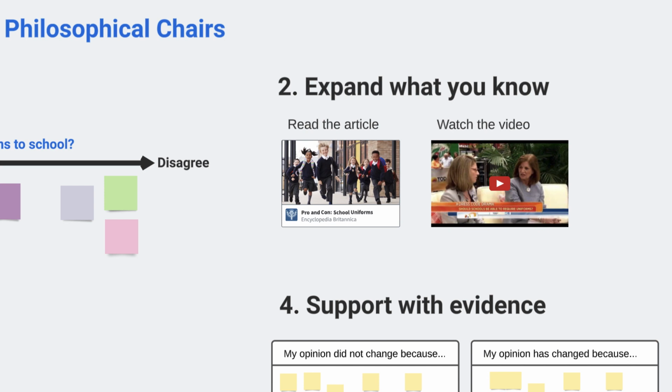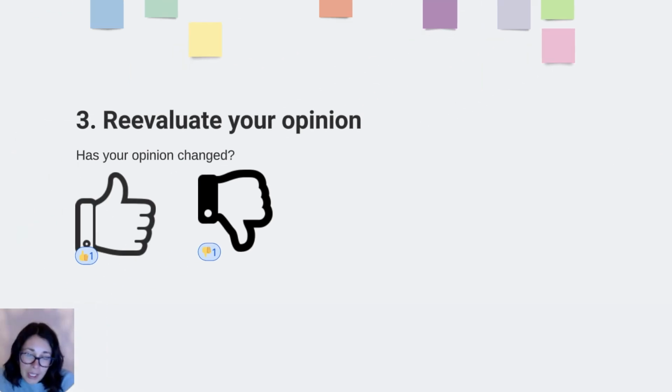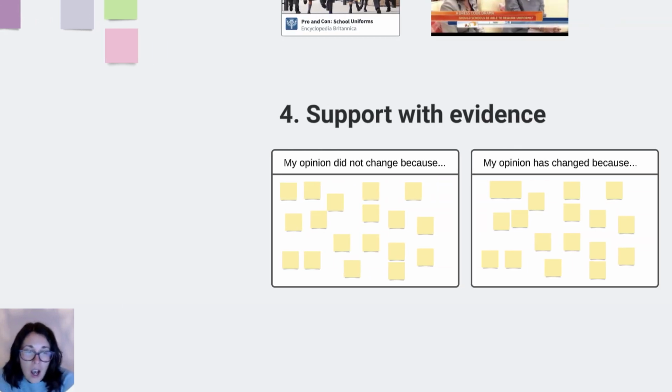by copying and pasting a website URL and a YouTube video URL directly onto the board so that the students can read the article and watch the video. Once they have read more about that article and the video and they know more about the topic, they're asked to reevaluate their opinion. So they quickly put a gut check, has your opinion changed, and add an emoji to the yes or no. And then they support with new evidence from the article or the video. So my opinion did not change because, or my opinion changed because.